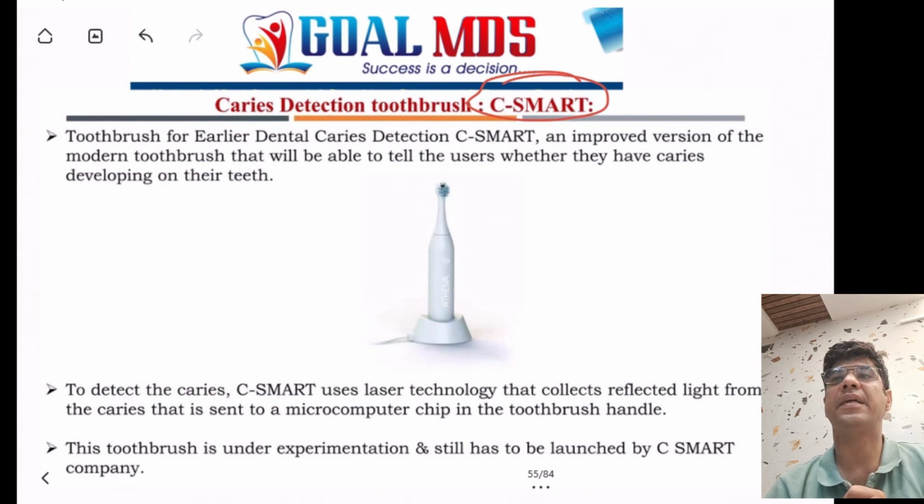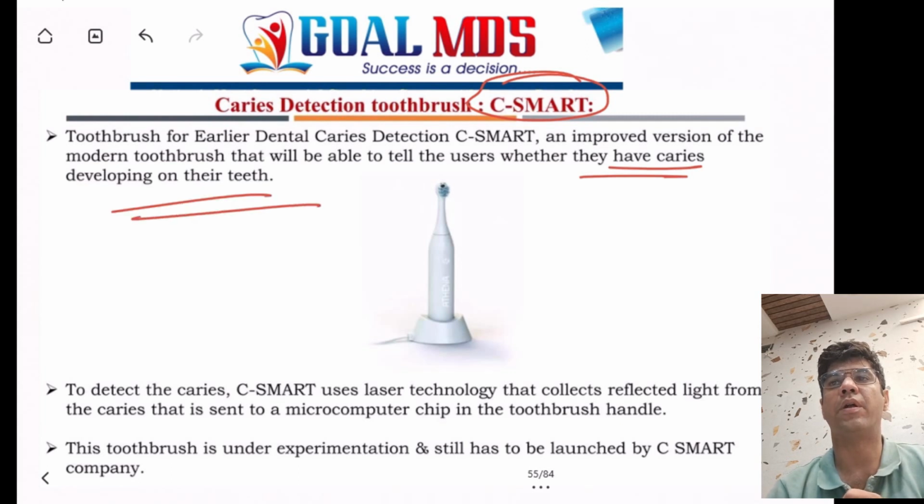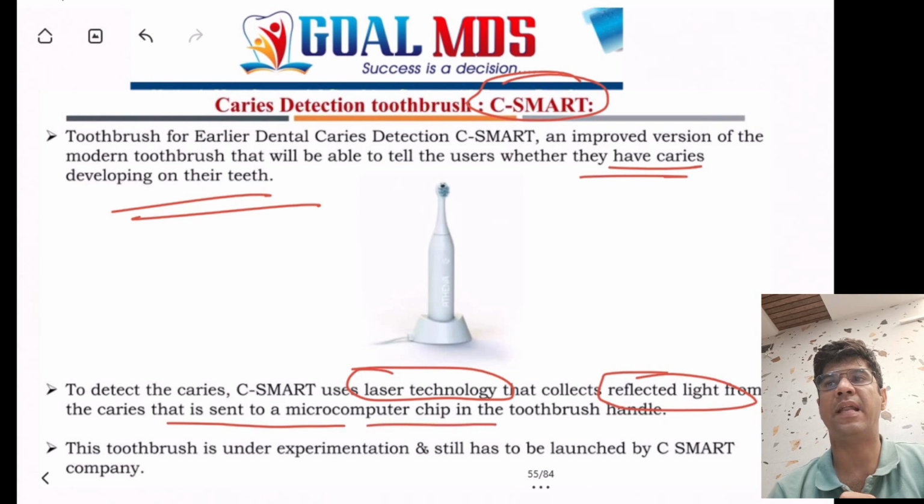Other are the caries detecting toothbrush, that is the C-Smart toothbrush, that will be able to tell the users whether they have caries developing on teeth or not. They use a laser technology that collects the reflected light from the caries, which is sent to a microcomputer chip in the toothbrush handle.